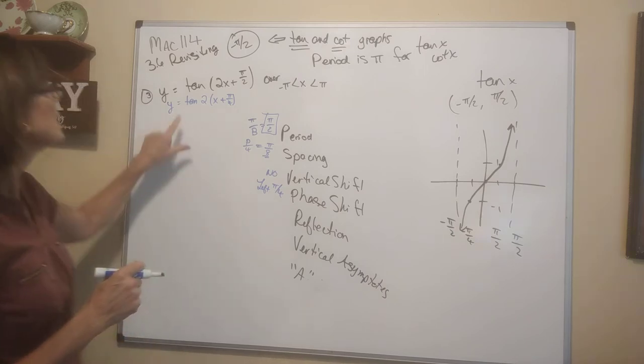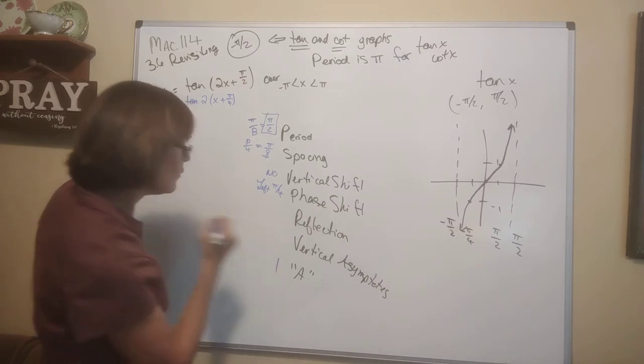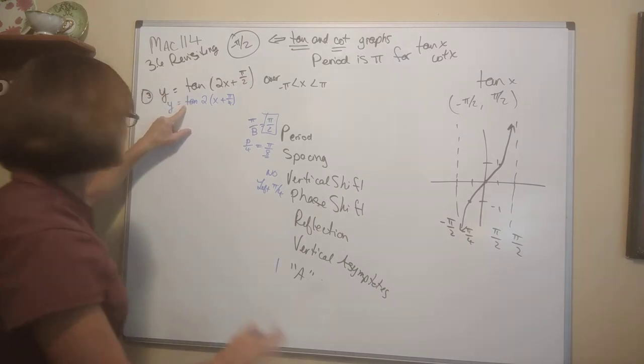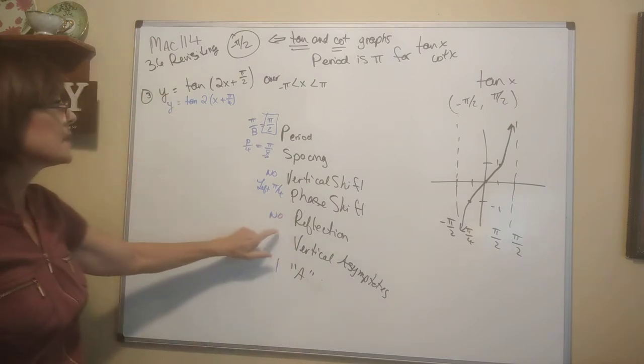Is there a reflection? Well, the number in front of the tangent is a 1, and so I'm going to put 1 for that little a right there, and it's not negative, so no. Are there vertical asymptotes? Yes, I'll have to fill that in.